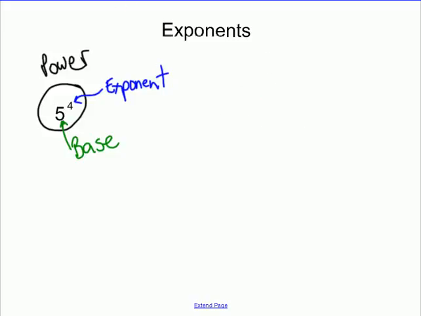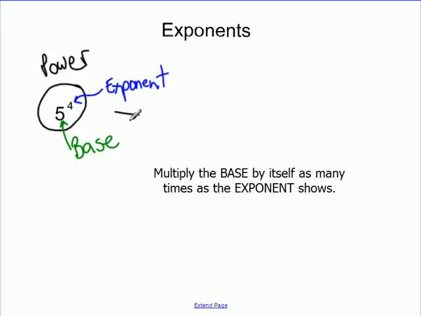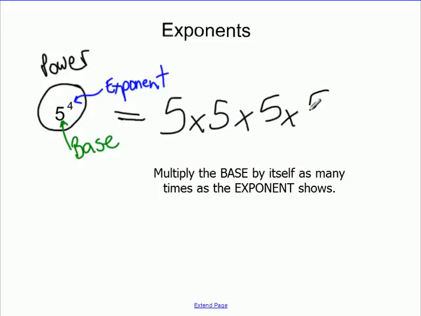So what this means to do is take this base 5 and multiply it by itself. So multiply it by more 5s. Multiply it by this many 5s, 4 of them. The exponent tells me how many 5s to times together. So there's 1, 2, 3, 4. That's what this means. 5 to the power of 4 means 5 times 5 times 5 times 5. 4 of these 5s multiplied together.